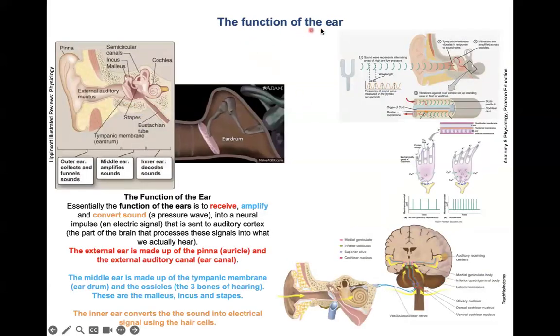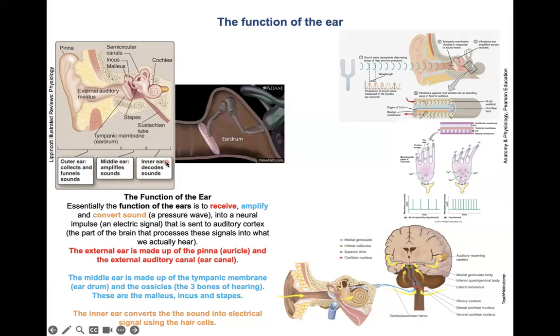Now, to the function of the ear. Here I have the summary. We have the outer ear, again the pinna and the external canal. So the outer ear collects and funnels sounds. The middle ear, where we have the eardrum, malleus, incus, and stapes, the ossicles, amplifies sounds.